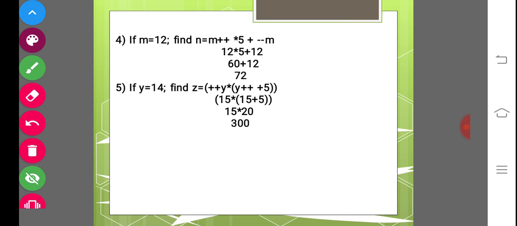The last question, if y equal to 14, find z equal to, now outer bracket ++y multiply by, again inner bracket y++ + 5, closing of inner bracket, closing of outer bracket. So in this expression, first we solve the inner bracket, but we need to put the value of postfix and prefix operator. So ++y, this is what? This is again prefix increment operator. So y is 14. So what is the new value of y now? 15. So 15 multiplied by inner bracket start y++. What is this y++? This is a postfix operator. So the new value of 15 is now 16. But it uses the original value. So which is the original value? 15. 15 plus 5 and after the execution of inner bracket, answer comes 20. So 15 multiplied by 20 and the answer is 300.